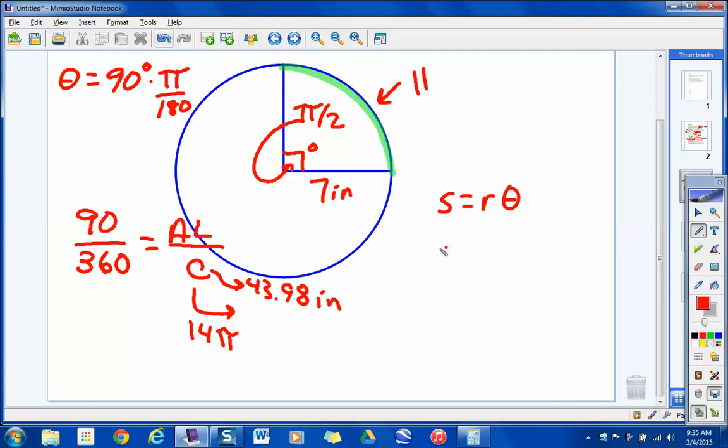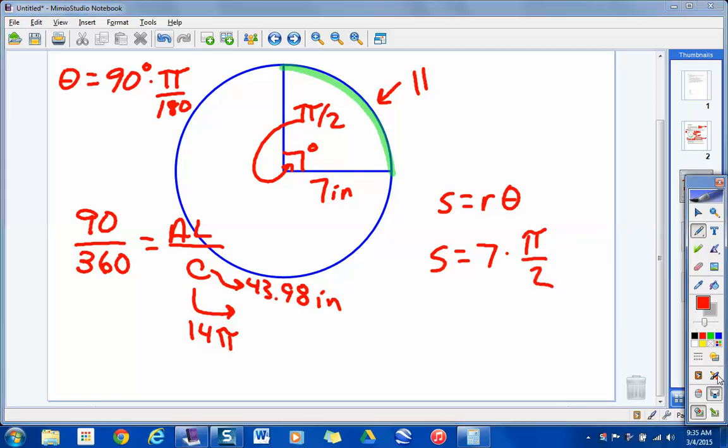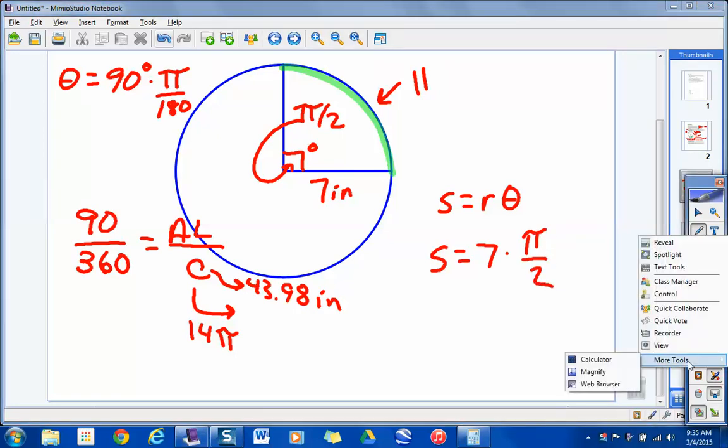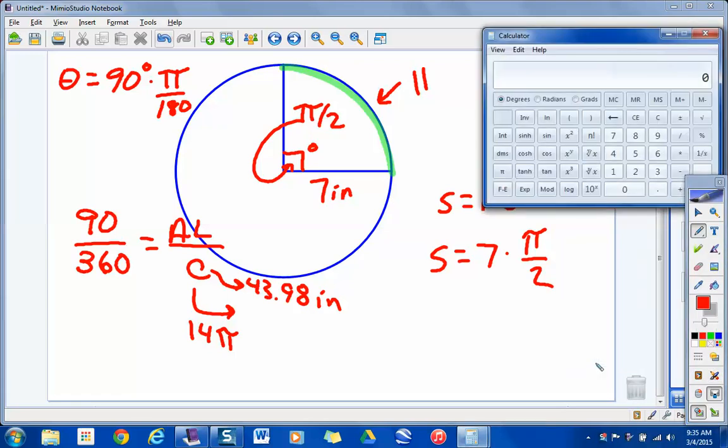My arc length S equals my radius. What is the radius in the given situation? 7 times theta, which is what? Pi over 2. So if I pull this out here and punch that up to see what a good arc length would be, that would go 7 times what? 7 times pi, and then divide that by what? What do you think? Match what we had?